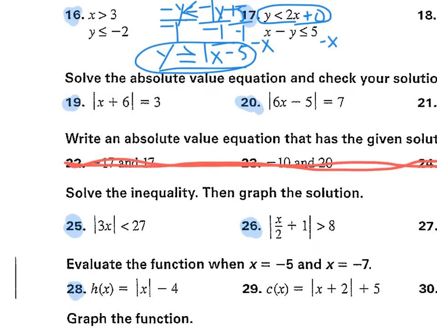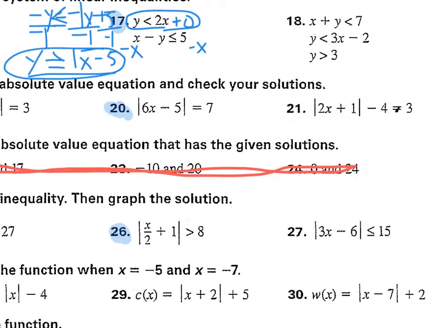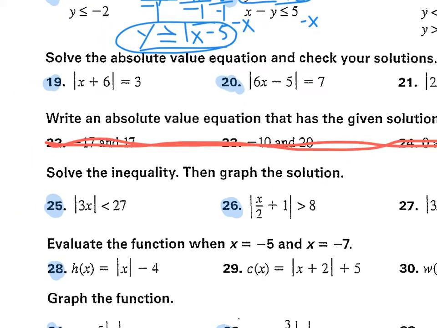Okay, 19 and 20. Solve the absolute value. You have to make your two problems, just like we worked on in class. Make the first one look just like this. The second one, change his sign. Then solve for x. You should have two answers.